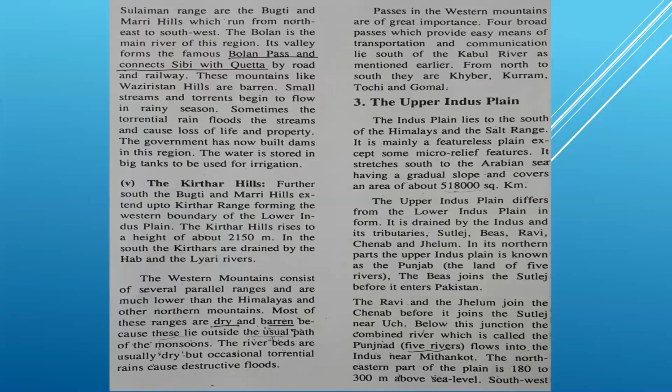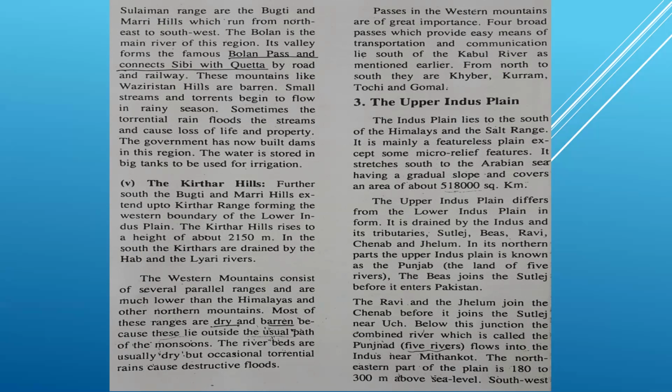At the southern end of the Suleiman Range are the Bugti and Marri Hills, which run from the northeast to the southwest. The Bolan is the main river of this region. Its valley forms the famous Bolan Pass and connects Sibi with Quetta by road and railway. These mountains, like the Waziristan Hills, are barren and dry. Small streams and torrents begin to flow in the rainy season.